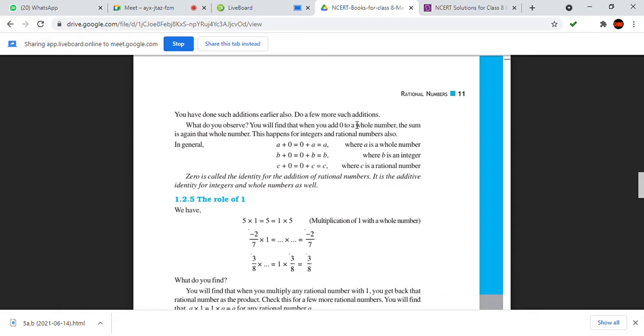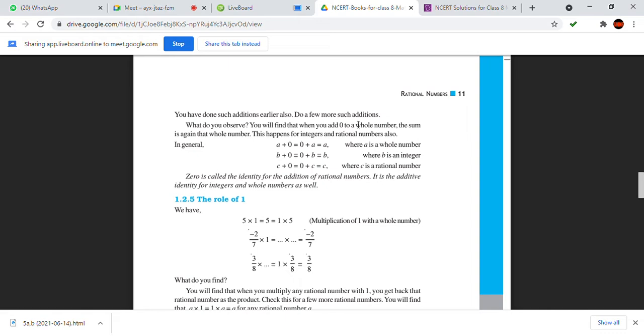Because when we add 0 to any number, we get that number itself. If we add 0 to a whole number, the answer is a whole number. If we add 0 to an integer, the answer is that integer itself. In the same way, if we add 0 to any rational number, the answer is the same rational number. So we can call 0 the additive identity.